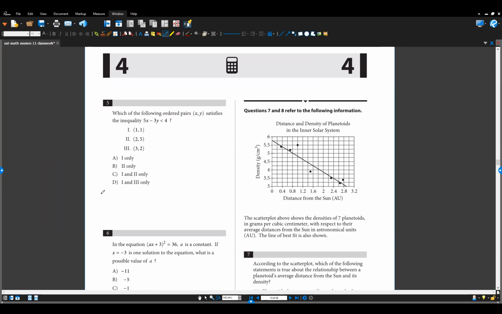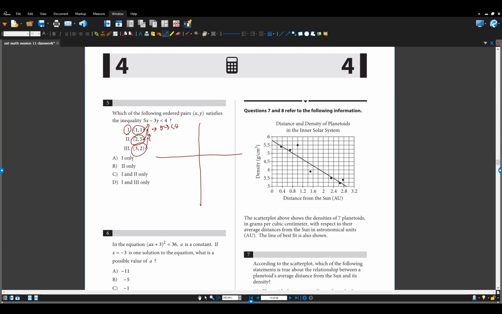All right, number 5. Which of the following pairs satisfy the inequality? The inequality means infinitely many solutions, but only 3 choices are given. Better check them. That is the best way. The first one is working: 5 minus 3, that is 2, which is less than 4. This is fine.